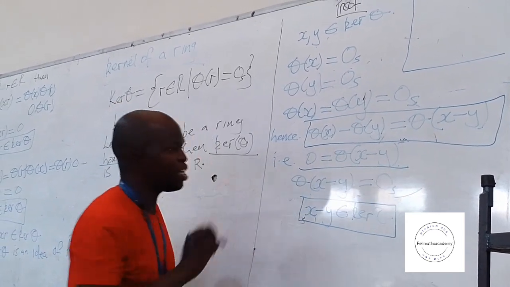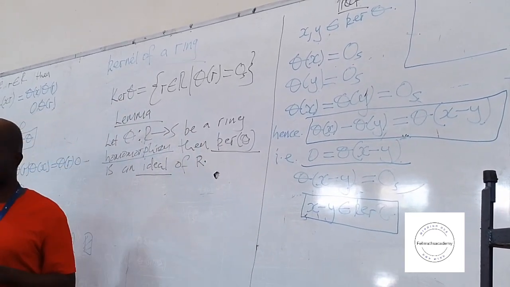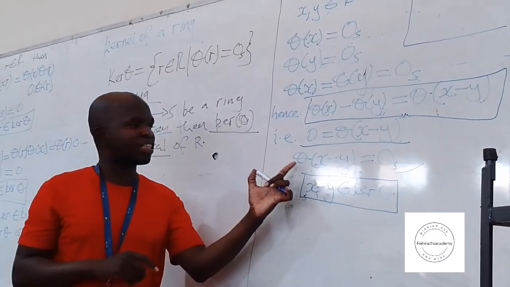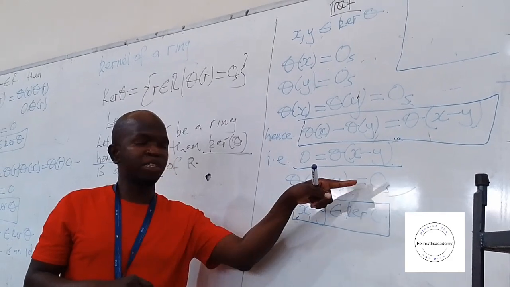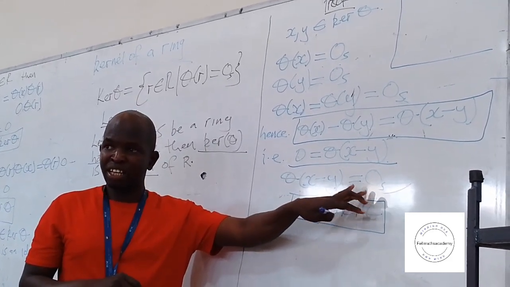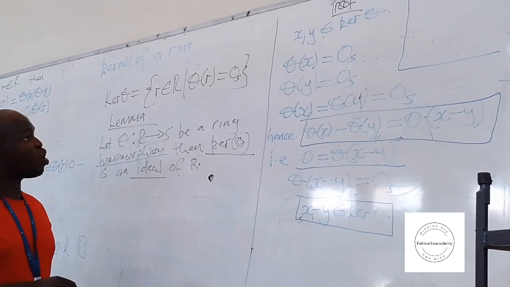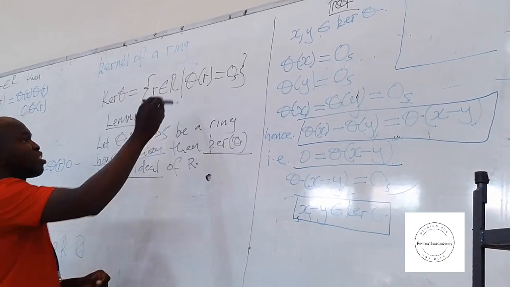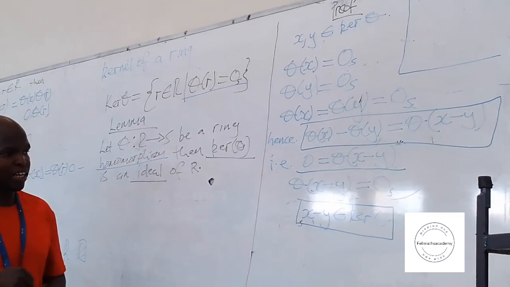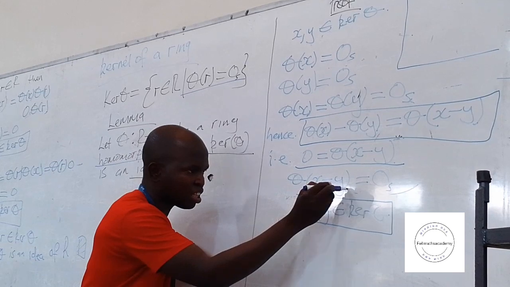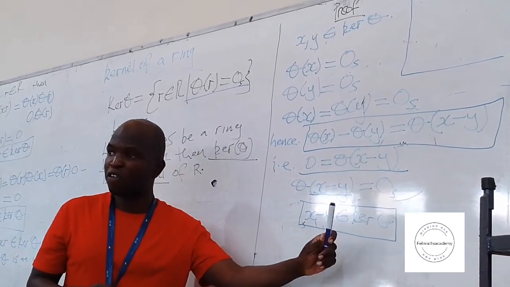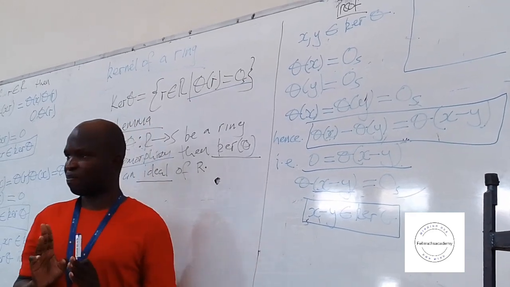I thought the expression satisfies the condition for the kernel of theta, because the expression theta of x minus y is mapped to the identity in the ring S. So we satisfy this condition, and hence this whole thing, x minus y, is an element of the kernel of theta. That is the first step.